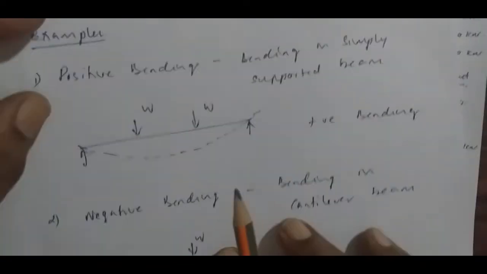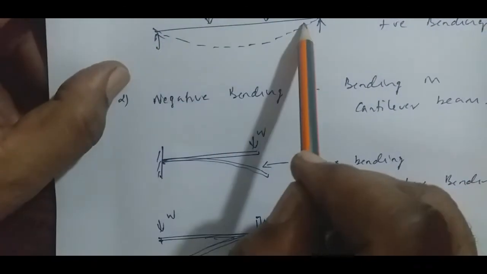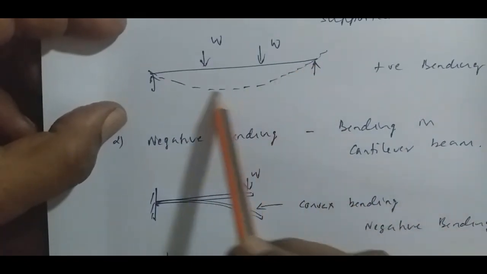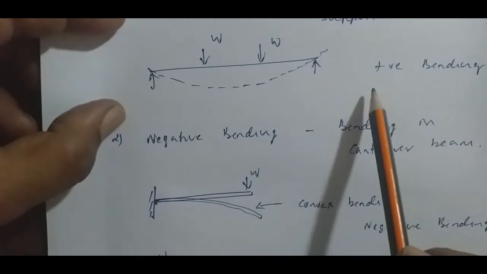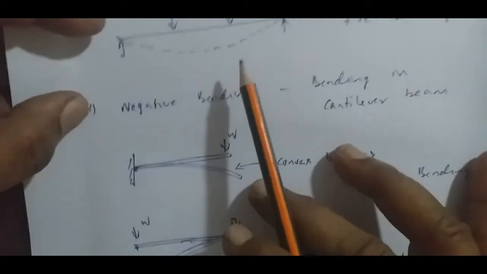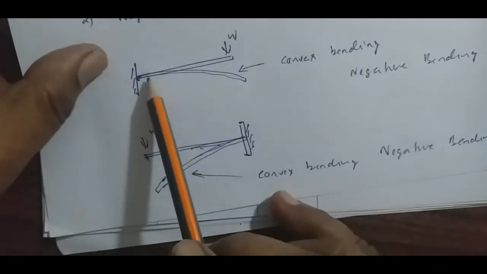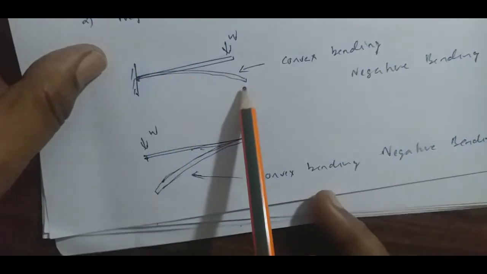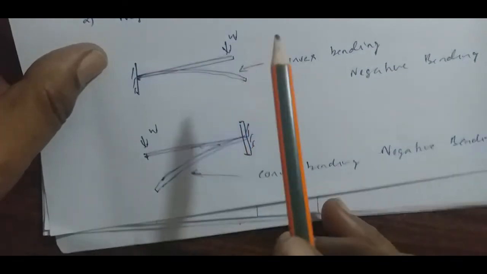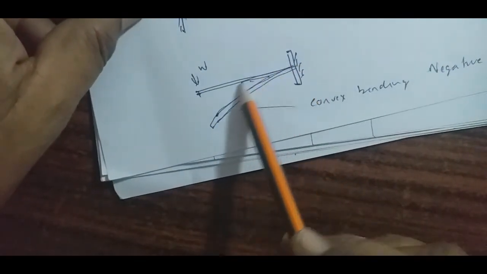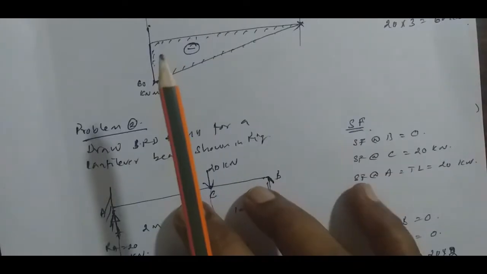For example, a simply supported beam will always bend in sagging form, so a positive bending moment, or sagging moment, will be there in the simply supported beam. In case of negative bending, a cantilever beam will always be subjected to convex bending, so negative bending moment will be predominant in a cantilever beam. Whether the support is on the left side or the right side, it will bend in this form, producing convex bending.